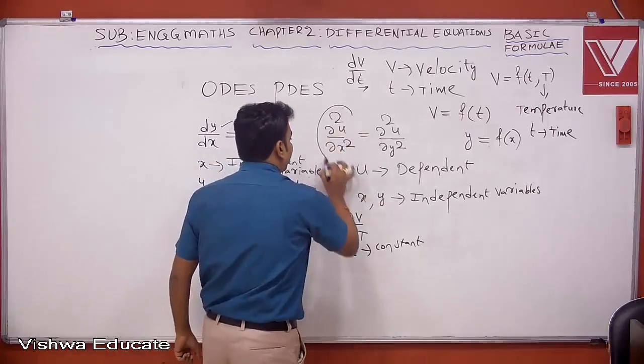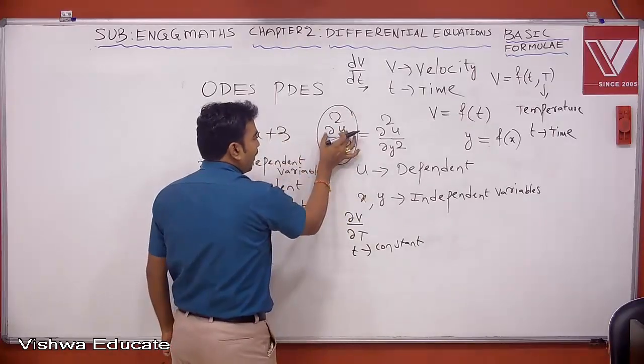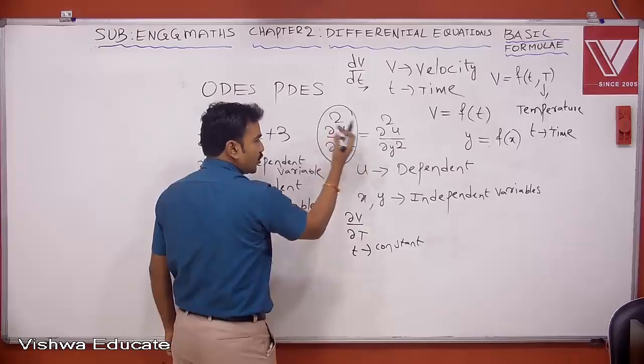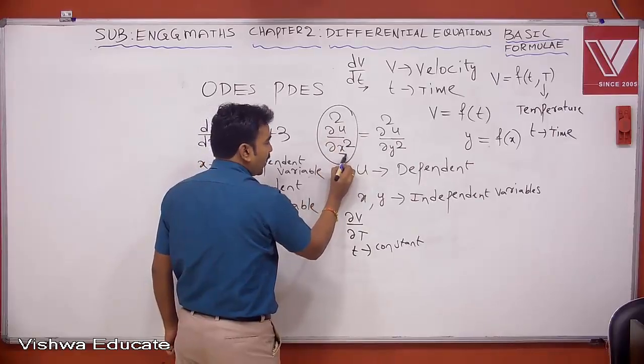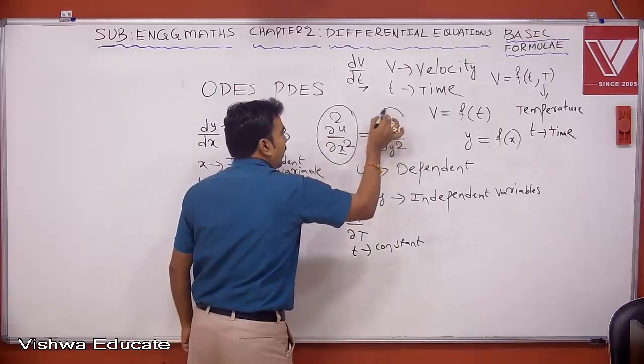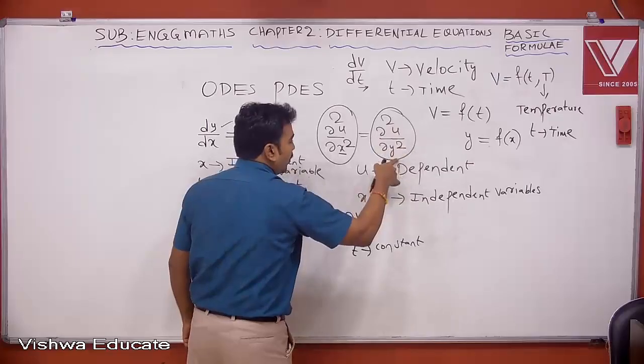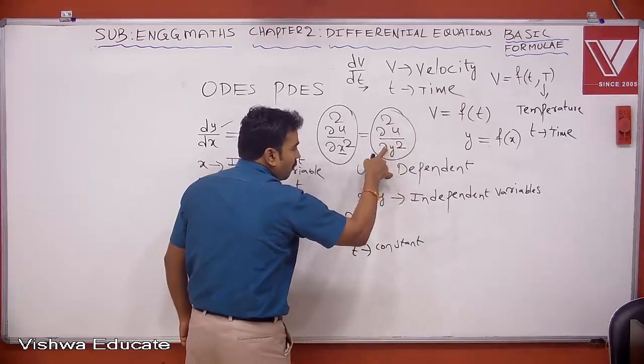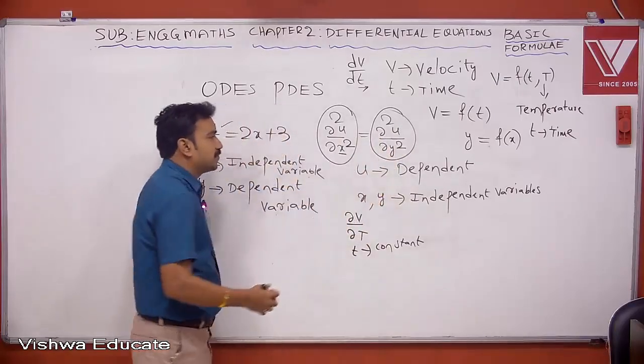This is a second order derivative. When you are finding dou u by dou x or dou square u by dou x square, x is the variable and y is constant. When you are finding dou square u by dou y square, y is the variable and x is constant.